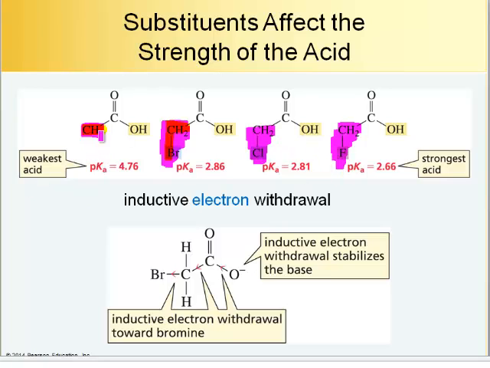So here we have methyl bromide, methyl chloride and a methyl fluoride all hanging off this carboxylic acid. So looking at the pKa values, you can tell that this is the strongest acid. Well, this fluorine has the most electronegative character of all four of these substituents. Therefore, it will draw the electrons towards it stronger and lower the pKa value. That's called the inductive electron withdrawal effect.